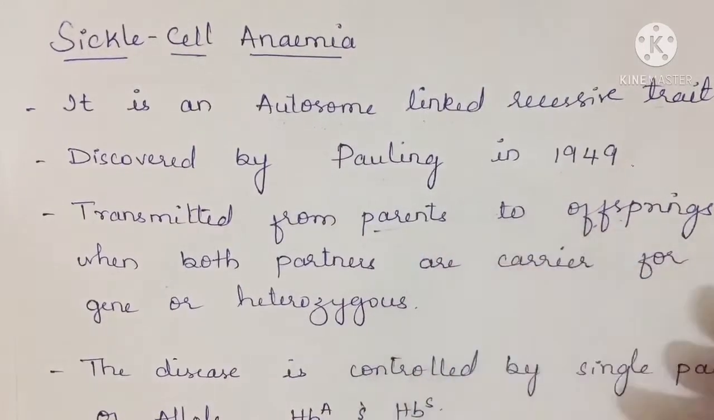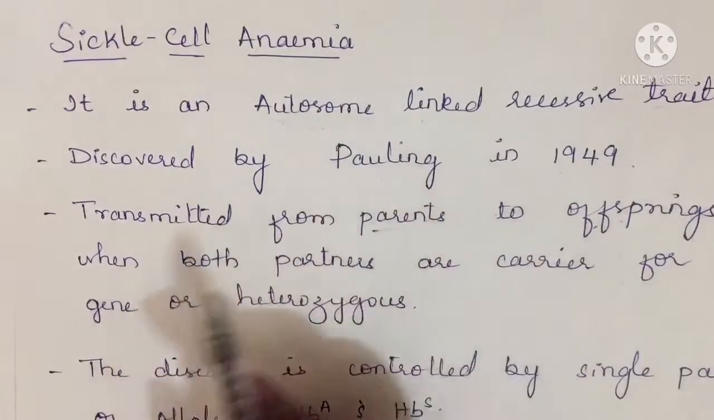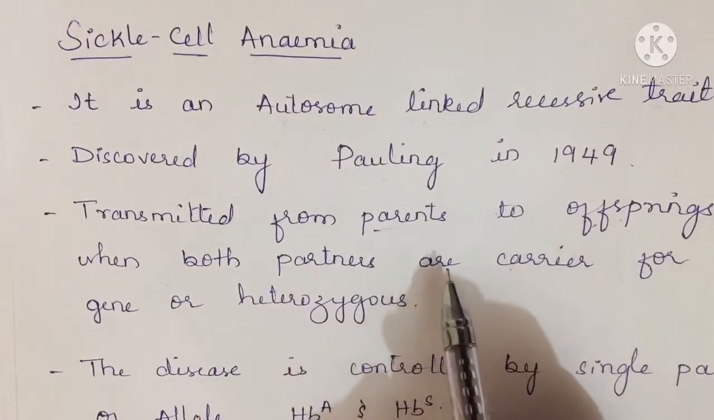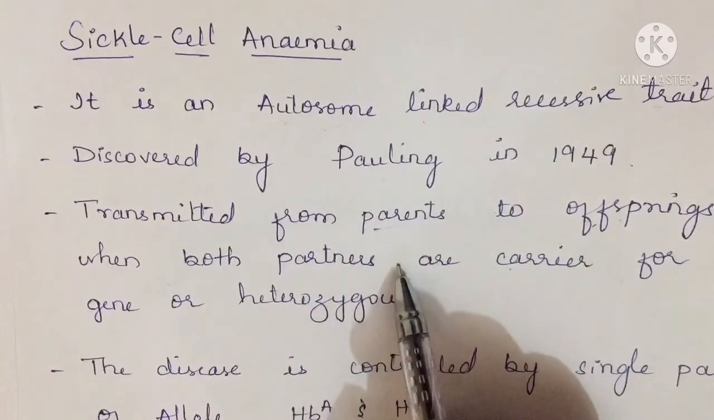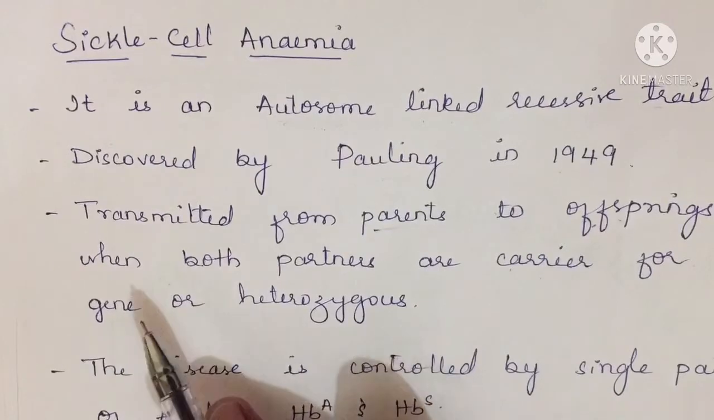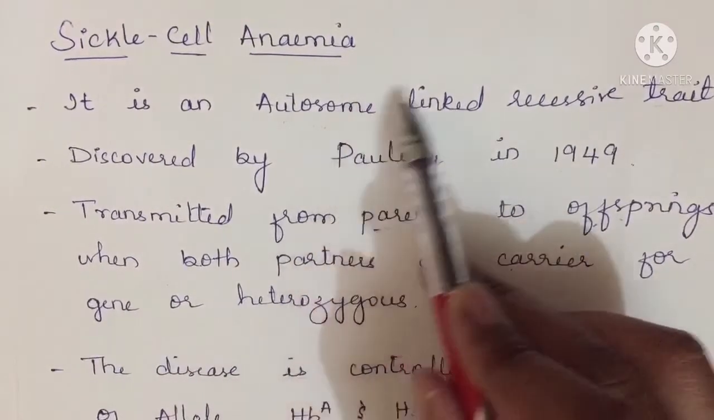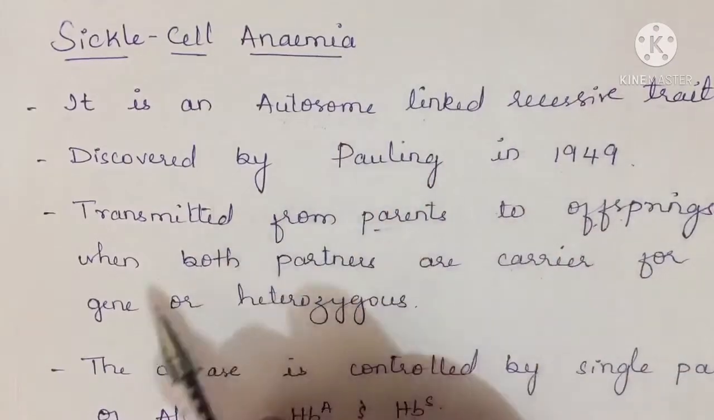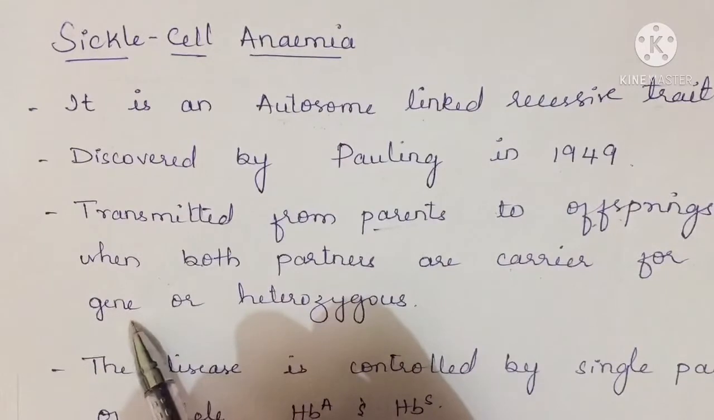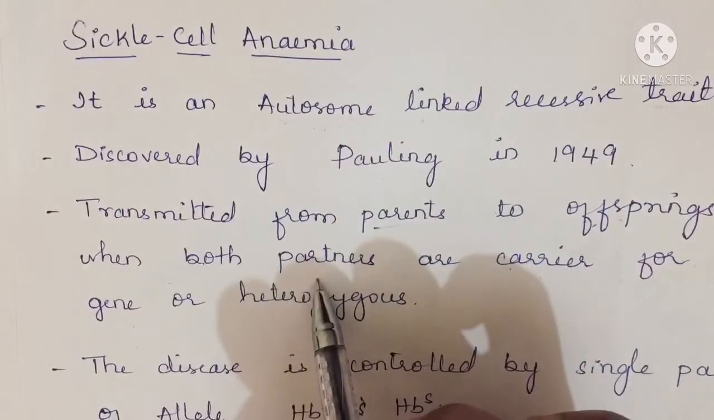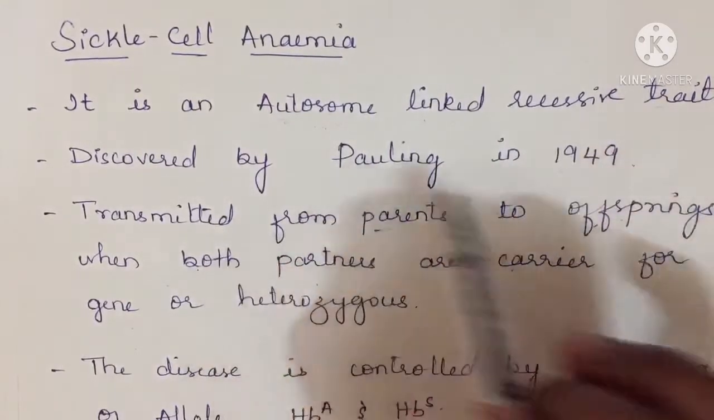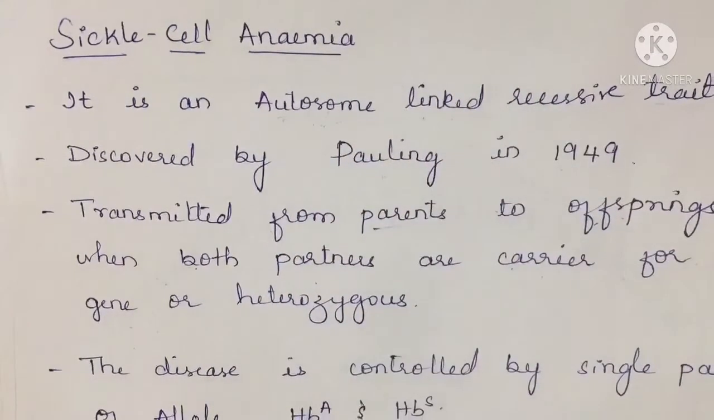This means any of the offspring, either male or female, can get it when both parents, that is the father and the mother, are carriers for the gene. The gene responsible for sickle cell anemia is in a recessive condition, and it must be present in the carrier form in both partners. Only then is the disease transmitted from parents to offspring. I shall show you in detail later how this works.